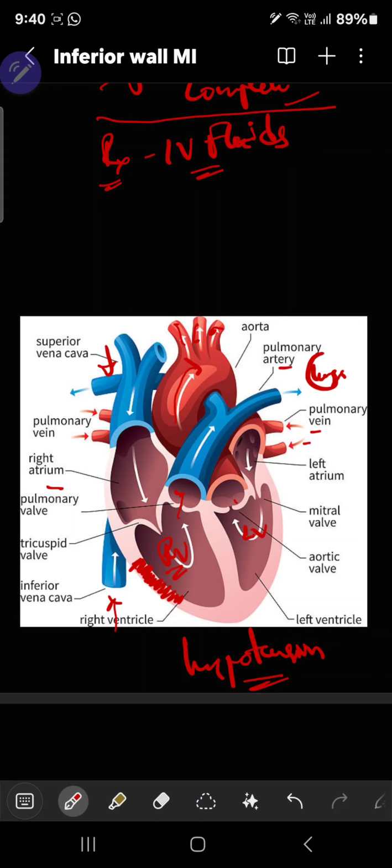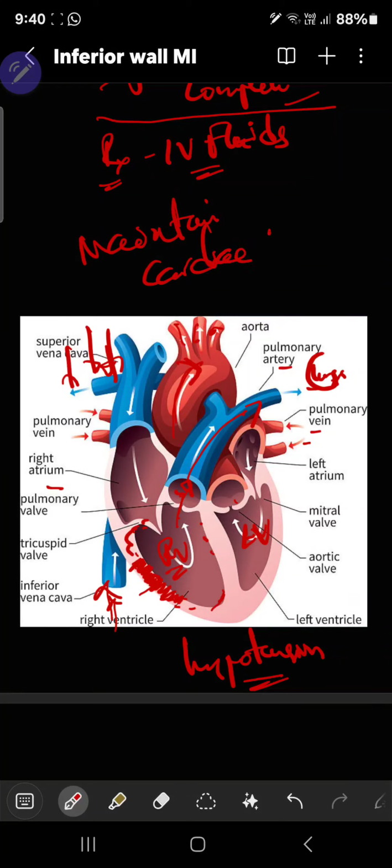That's the reason we have to increase the fluids, we have to give more fluids, so that if you fill the right ventricle, even with less contraction, the excess fluid will be pushed into the lungs, and the excess fluid comes to the left ventricle, so that the cardiac output will be maintained. So the only purpose why we are giving IV fluids in the inferior wall MI is to maintain cardiac output.